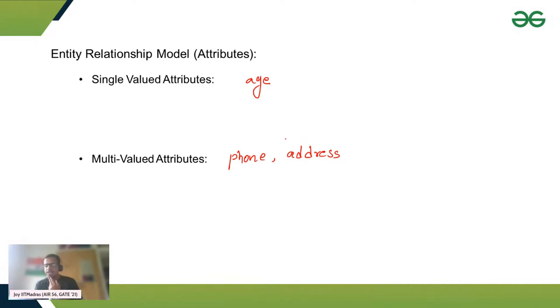So in that sense age is a single valued attribute. For a specific person at a specific point of time, the age will be unique. But for a specific person at a specific point of time, the phone number and address may or may not be unique. That is why these are called multi-valued attributes.